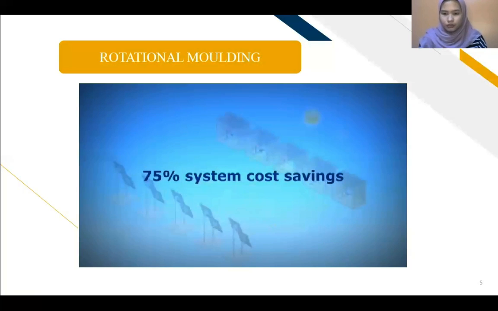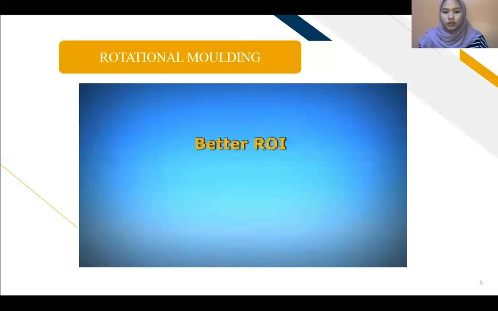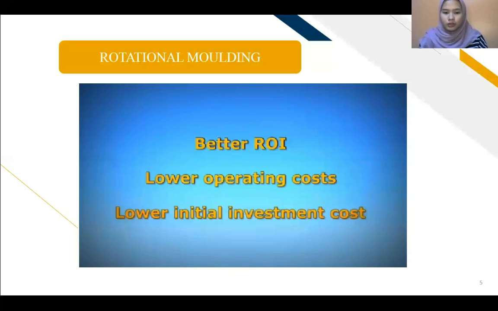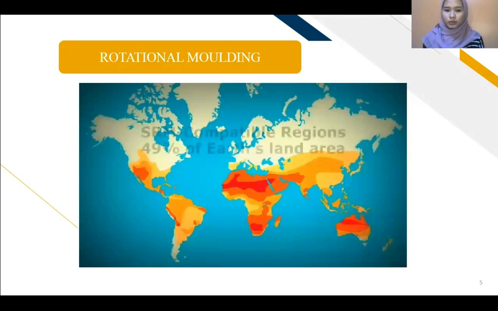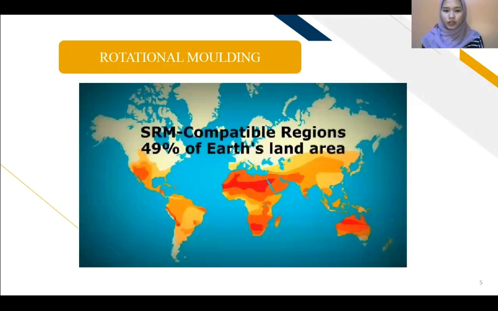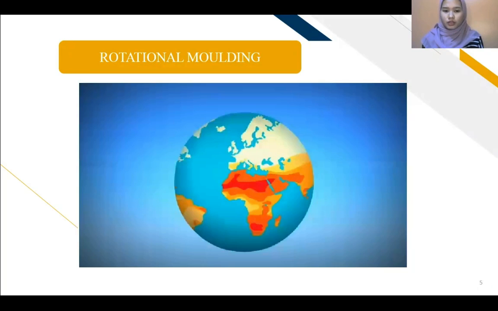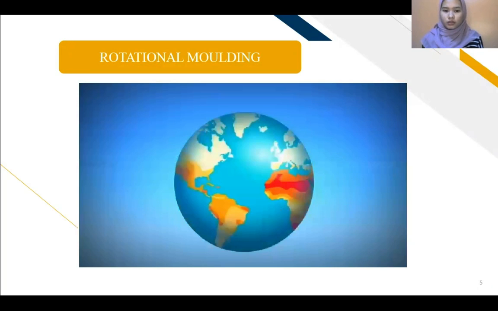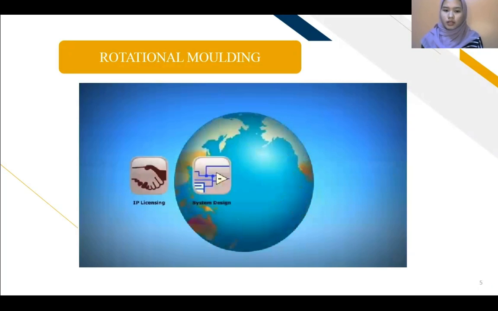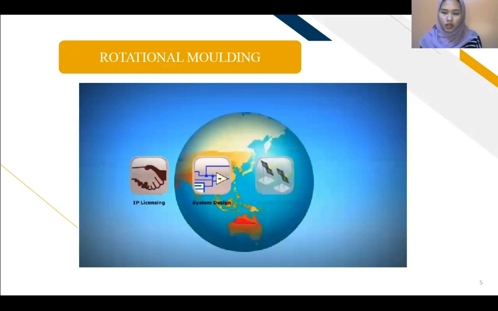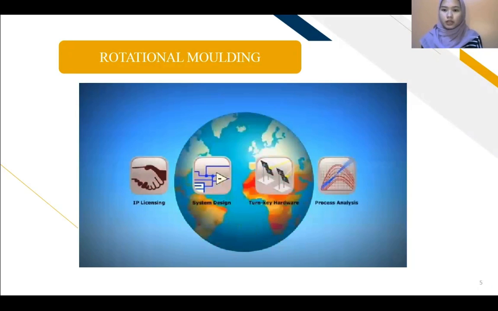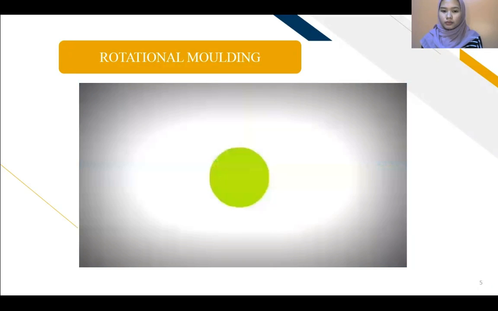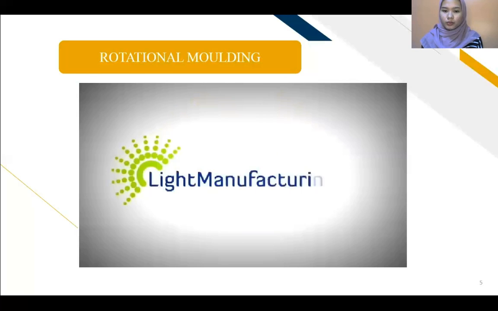SRM is unique among solar processes in that it offers better ROI, lower operating costs, and lower initial investment, implemented in areas where solar electricity, farming, or most other economic activity is not viable. Light Manufacturing provides IP licensing, system design, turnkey SRM hardware, and process analysis for clients around the globe. Whether you're a rotational molding equipment manufacturer, plastic molder, or an NGO, Light Manufacturing is ready to work with you.